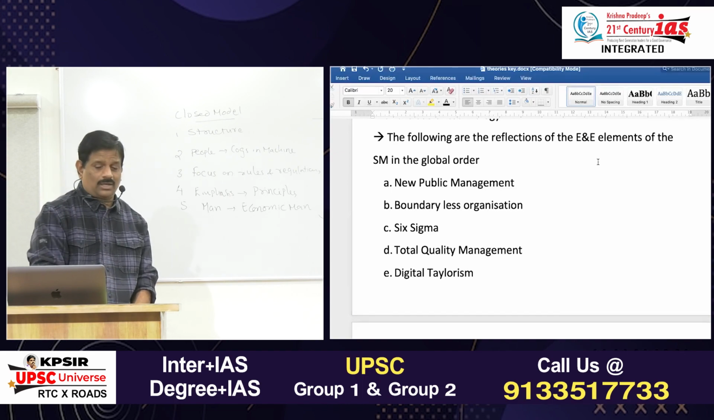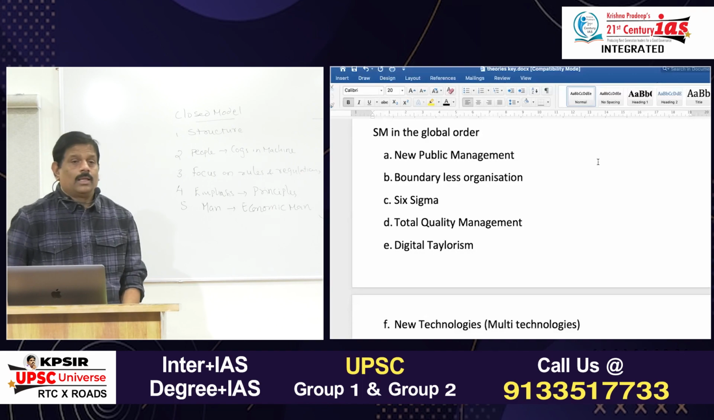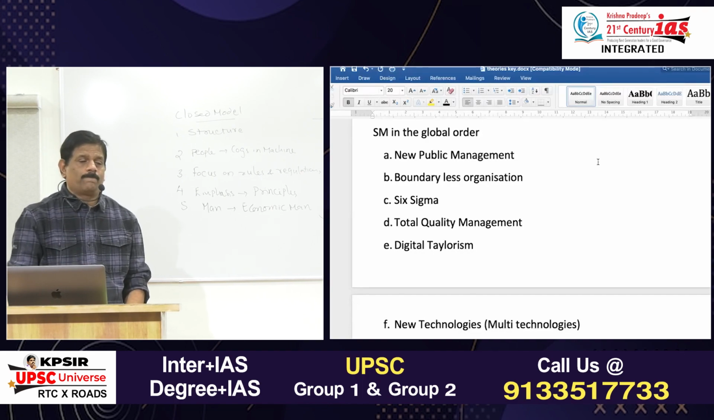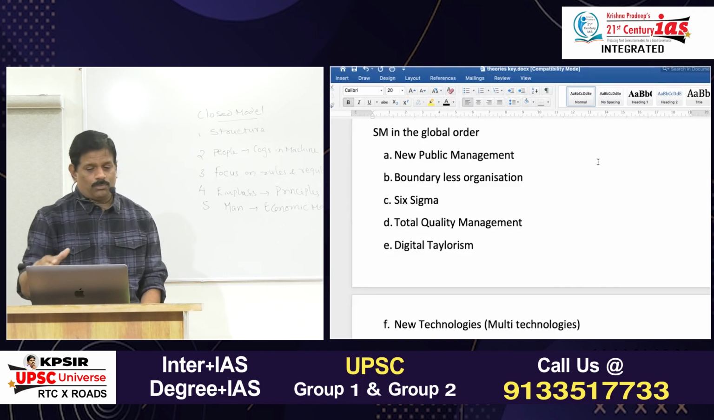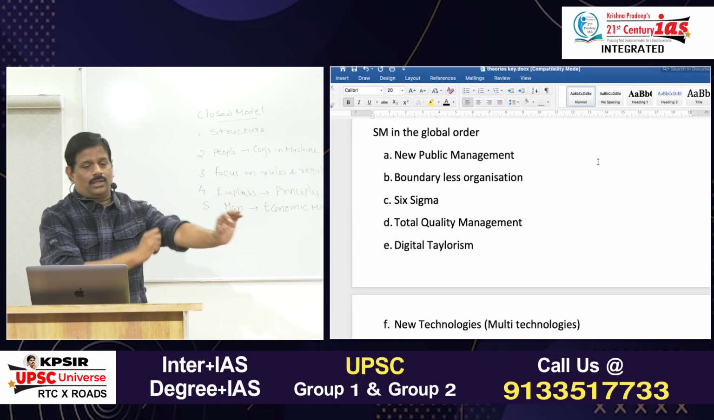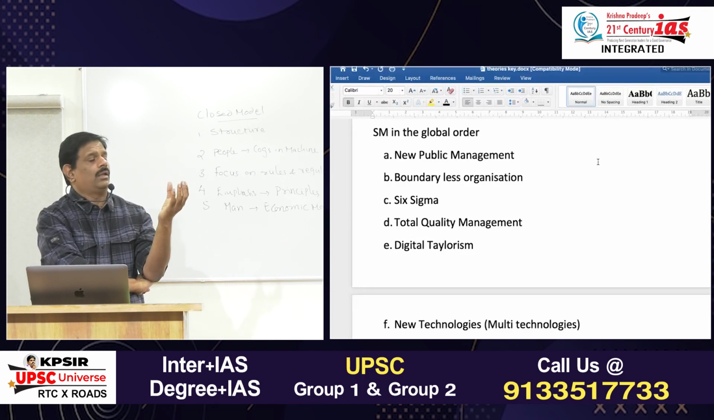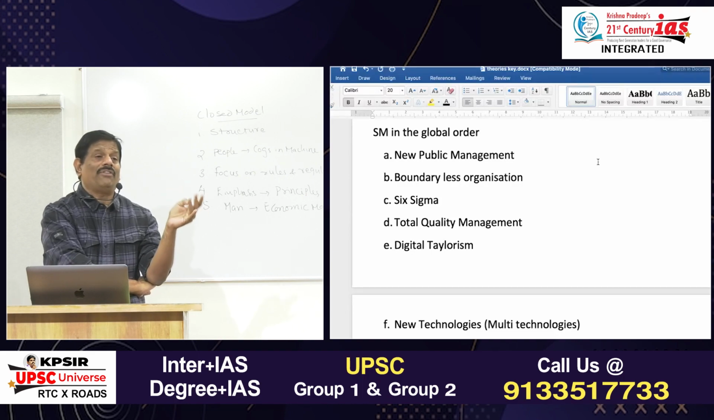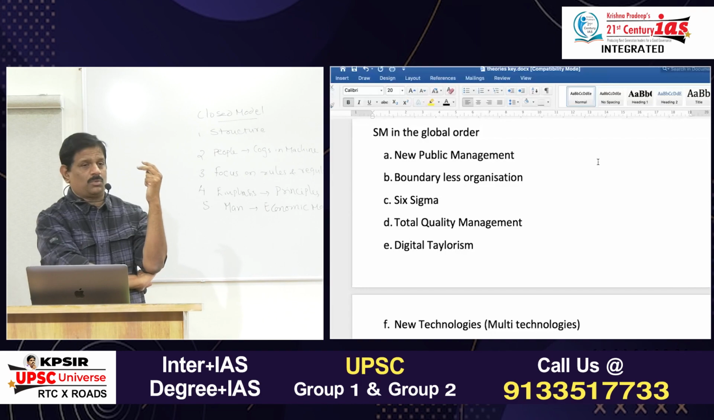The total quality management aspect was first developed in Japan, emphasizing quality management with reference to human resources, financial resources, material resources, equipment management, everything. And there is another dimension called Six Sigma. Six Sigma is another aspect of scientific management in the global order, which is again an elaboration of efficiency, economy, and effectiveness. It has added a third E to scientific management. Efficiency and economy are the hallmark of scientific management. Six Sigma added effectiveness as an additional E.